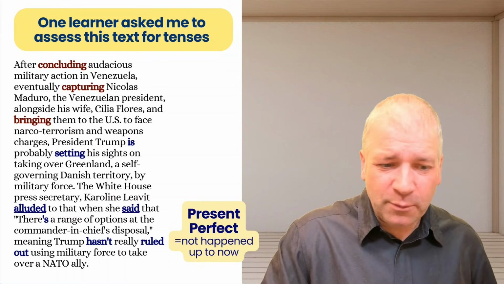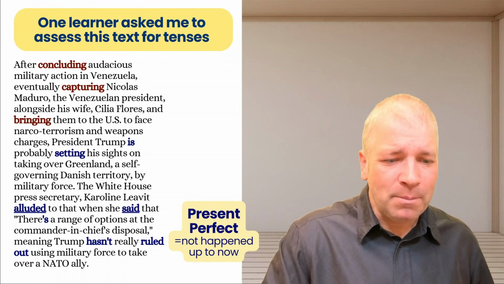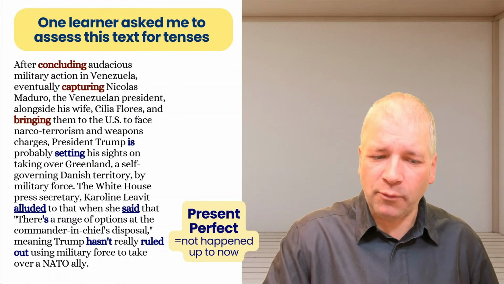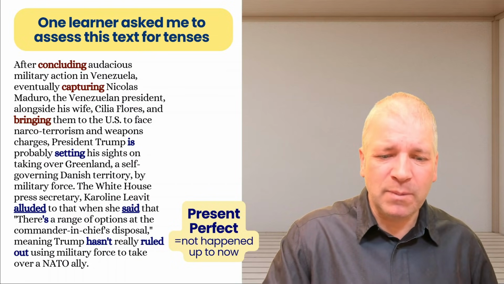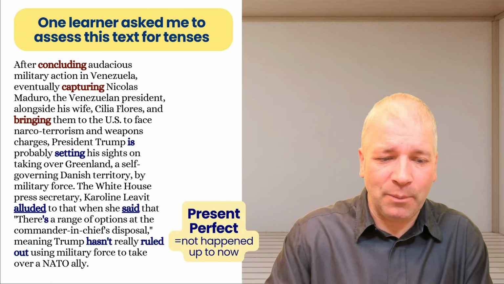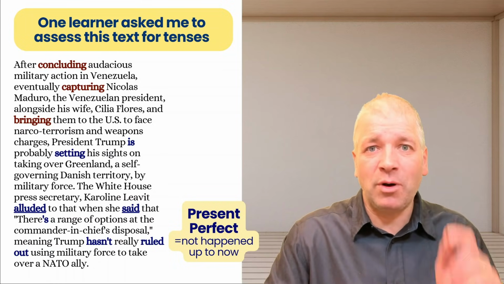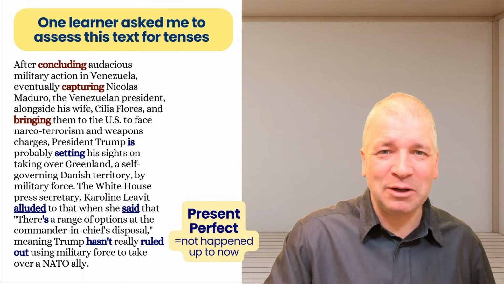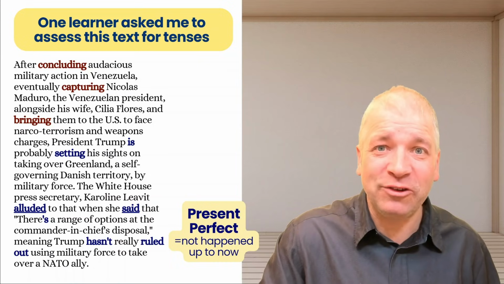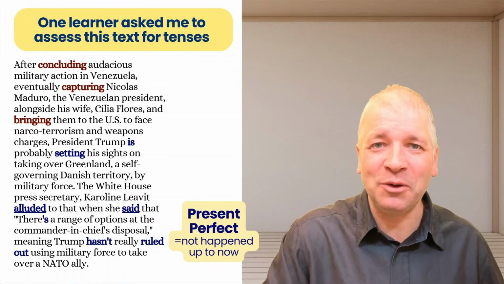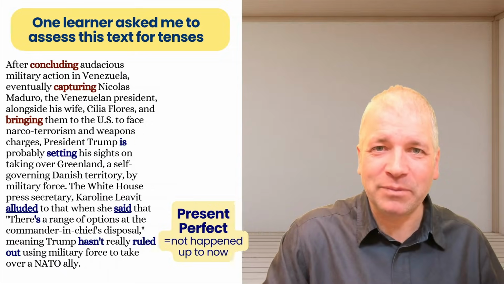Then in the final sentence, we get to the present perfect, meaning Trump hasn't really ruled out using military force to take over a NATO ally. And this means not happened because it's a negative, not happened up to now. So between the past and now, Trump has not done this. Very good text. It's a really good example of some interesting features of tenses. So it was very useful for the video. So thank you very much to the person who wrote this.